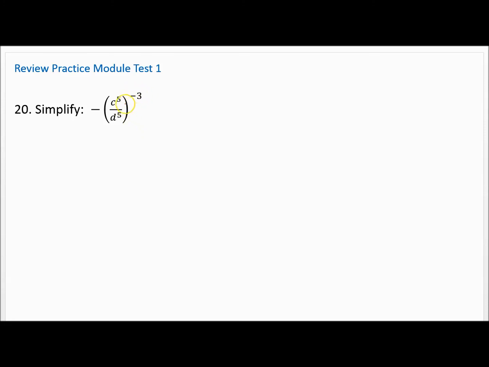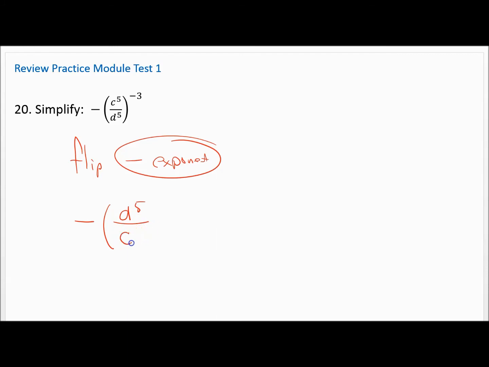Now we have a rule that says when we have a fraction raised to a negative power, we flip the fraction. So that's the first thing I'm going to do, flip that fraction upside down, and it's only because of the negative exponent. If you have a negative exponent on the outside of a fraction, you want to flip it. What about this negative in the front? It stays. It's just sitting there. Now this is going to be d to the 5th over c to the 5th. And now that's to the positive 3 power. What am I going to do now? I'm going to apply that 3 to both of those.